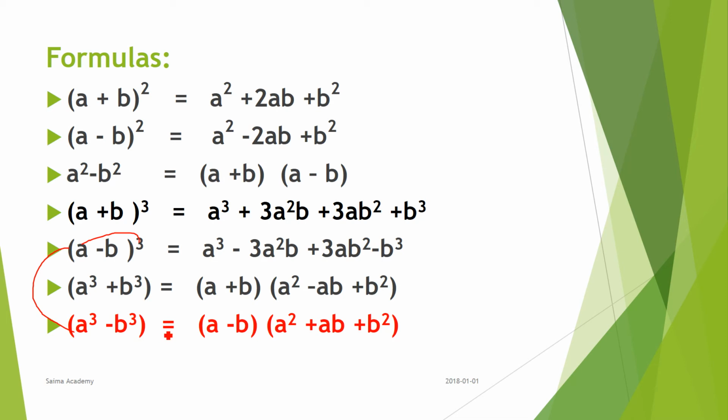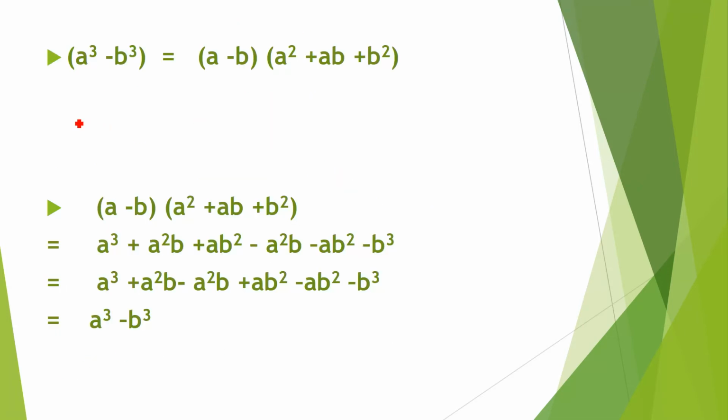So a cube minus b cube is equal to a minus b multiplied by a square plus ab plus b square. First, I will explain this formula. Then we will prove how it is equal to a cube minus b cube. And then we will solve some questions in order to understand the concepts of a cube minus b cube. I will repeat a cube minus b cube again and again, so that it will be easy for you to memorize it. So a cube minus b cube is equal to a minus b multiplied by a square plus ab plus b square.